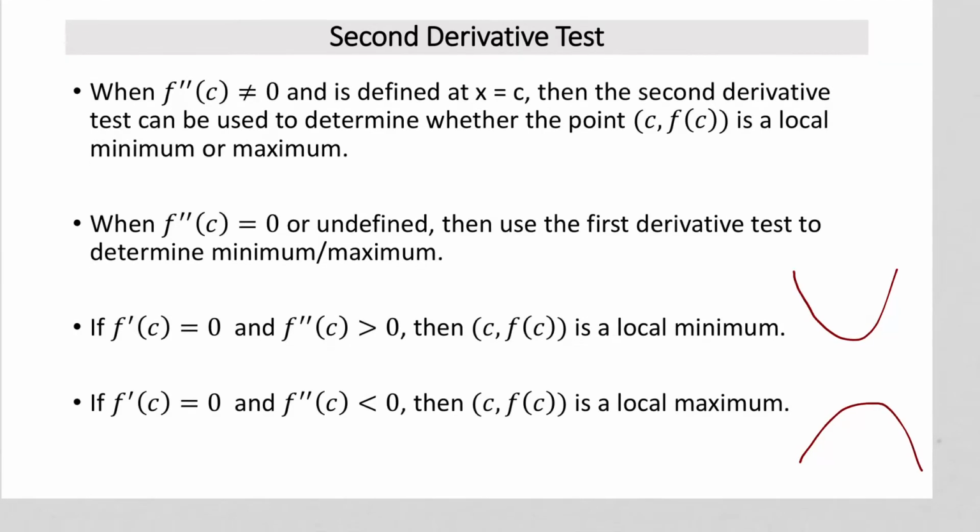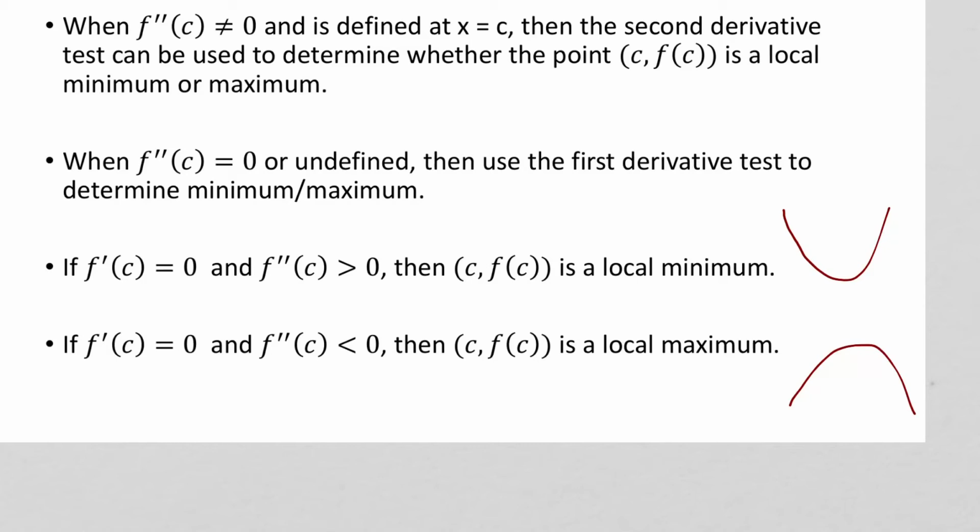So if f prime of c is equal to 0 and f double prime of c is not equal to 0, we know for sure that we're not talking about an inflection point, that we're talking about either a local max or a local min. Recall that when f double prime of c is equal to 0, we have an inflection point. An inflection point can have a horizontal tangent line, which has a first derivative equal to 0. So we've ruled out that these are inflection points that we're talking about. So if f prime of c is equal to 0, then you're talking about either this situation or this situation.